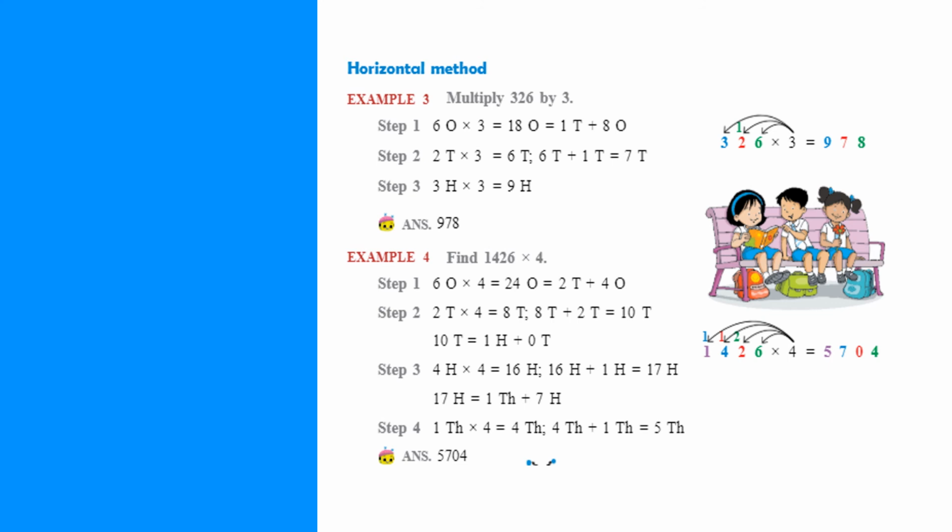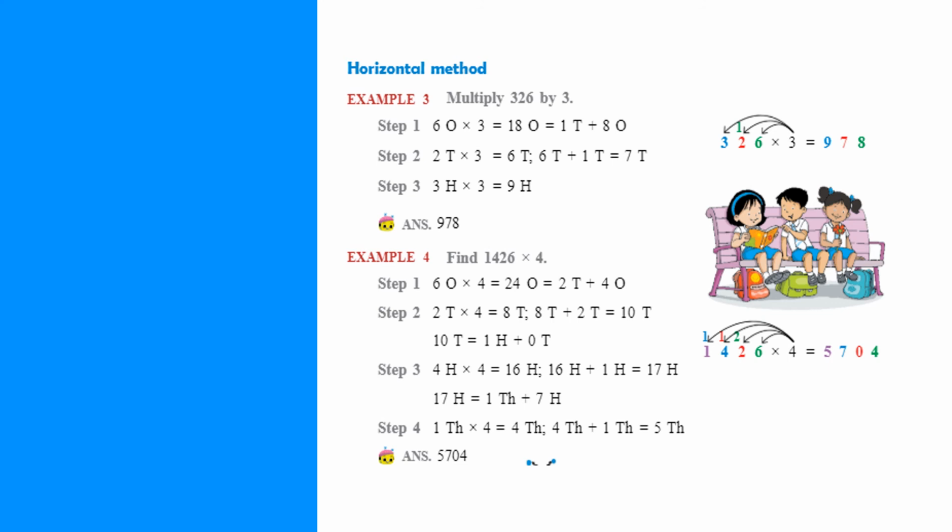Now we'll do step 2. Now we will multiply it with the tens place. So which number is there at the tens place? 2. We will multiply 2 tens with 3. So 3 twos are 6. So 6 tens plus 1 ten that was carried over. 6 plus 1, 7 tens. So we will write 7 at the tens place, right?